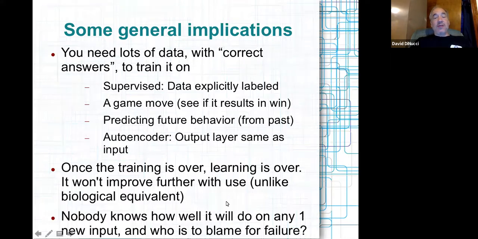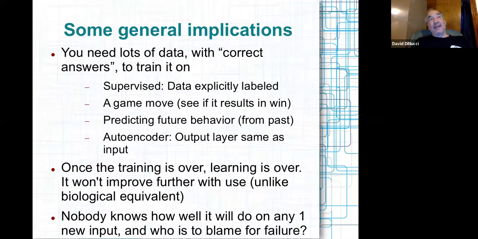And nobody knows how well it will do on any specific input. I mean, if you give it a new input it's never seen before, yes, it might very well recognize it, but if it doesn't, it doesn't. This neural network is now a big black box, and you don't really know how well it's going to do, or how it's going to do on any particular input.